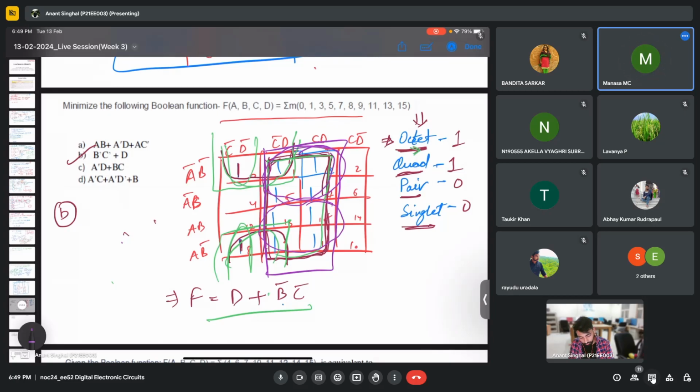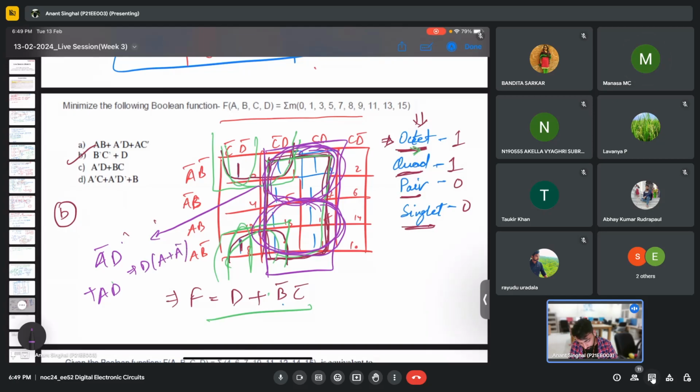Let me give you a basic idea. Let's say if you take these two, this particular quad will give out A complement D, plus this particular quad gives out A D. If I take common D from this, it will be A plus A complement, and it will again give me D. So that is why we need to take the maximum possible combination. Okay, sir. Thank you.